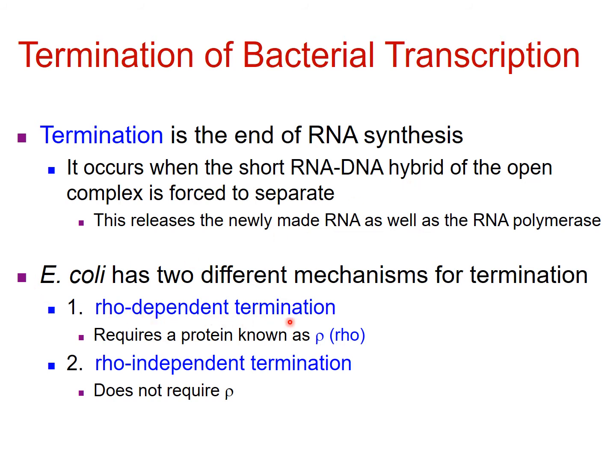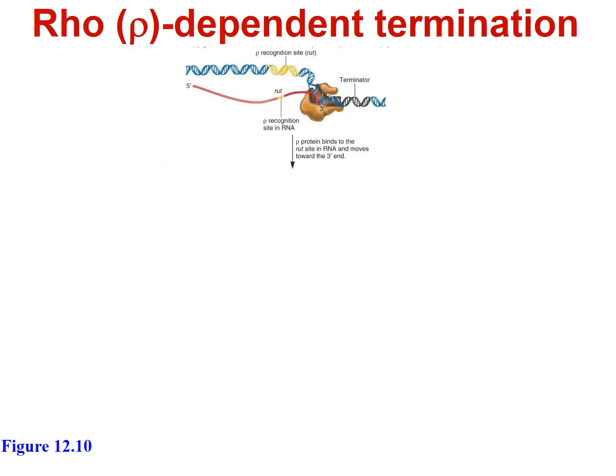So there are two mechanisms we're going to talk about that occur in bacteria. One is rho-dependent termination. It requires a protein. So for rho-dependent termination, here we have our DNA template, and we have the RNA polymerase moving along, transcribing this DNA template, and here's the RNA in red.